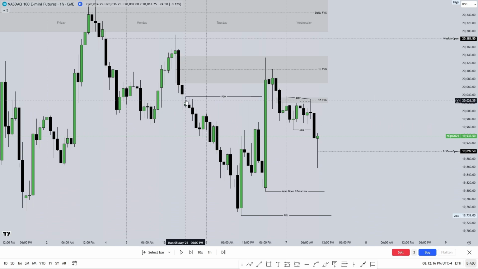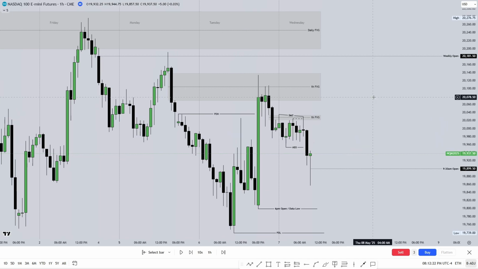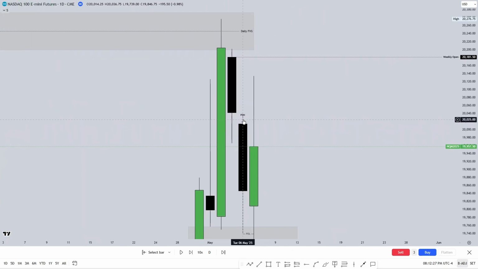Now it might not look like a previous day high. You might be thinking previous day high is like all the way up here or like up here, something like that. But the best way to do it, the easiest way to do it, is just go to your daily chart and then do like this. This is your previous day high right here.